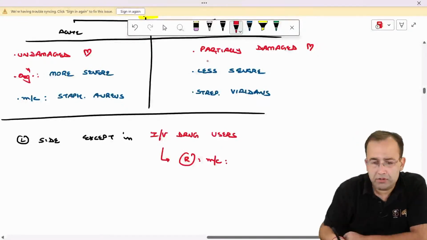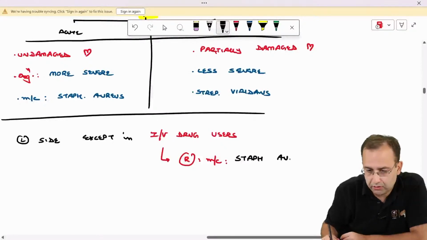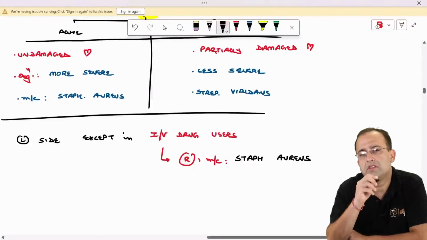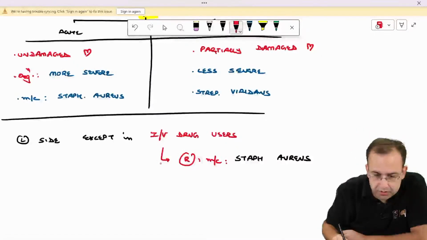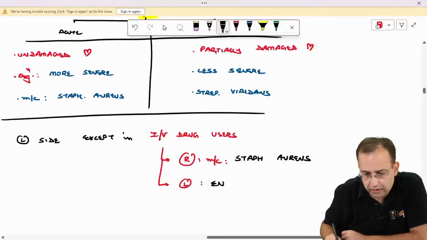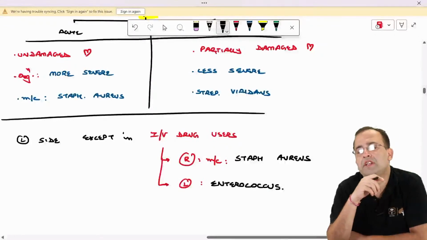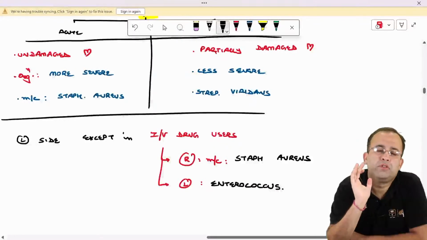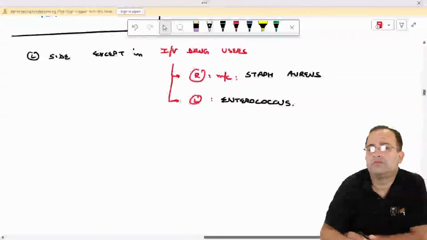In IV drug users, the most common organism is Staph aureus. When the left side of the heart is affected, the organism is Enterococcus. This is with respect to IV drug users.